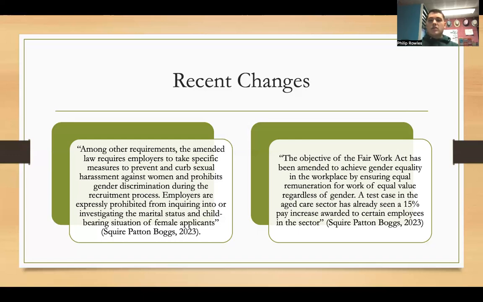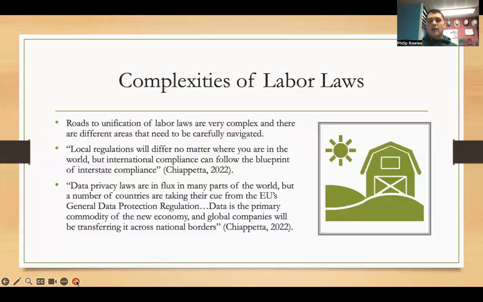So they will have that preconceived notion, why should we hire them if they're going to be leaving anyways? And one of the other ones here, the objective of the Fair Work Act has been amended to achieve gender equality in the workplace by ensuring equal remuneration for work of equal value, regardless of gender. A test case in the aged care sector has already seen a 15% pay increase awarded to certain employees in the sector. Now, that is another great thing, that there is still that work, and there are other countries that are implementing these pay increases to award certain employees in sectors more money, trying to make sure there's fair wages. Because even in the US, there are still gender pay gaps, and making sure that we are closing those and making sure everyone has fair pay is a great thing.